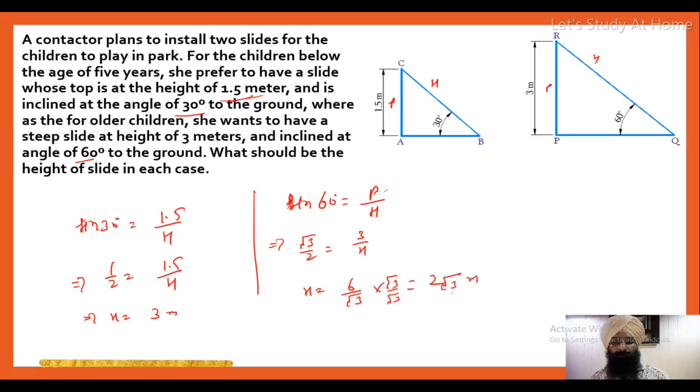Now you can put the value of root 3, that value is equal to 1.73. Put the value and find your answer. This first side is 3 meter and the other side is 2 root 3 meter. Okay, this is about this question.